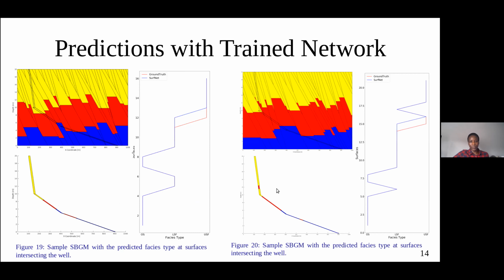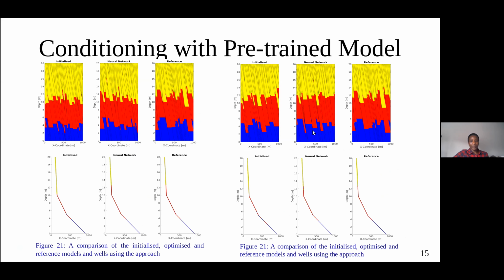So this is for the forward modeling, where we are able to predict facies type at surfaces intersecting the well. But with this method, essentially, we can predict the facies type at any point within the domain. So this is the results for the conditioning.